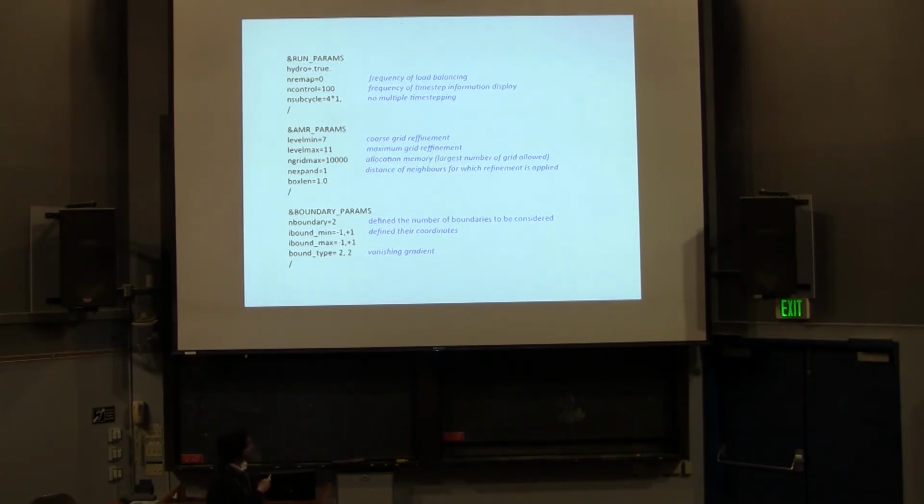So you need to allocate enough space in order to store your grid. And this has to be large enough. So what is specified here is the number of grids per CPU. Okay, and each grid will contain 8 cells.